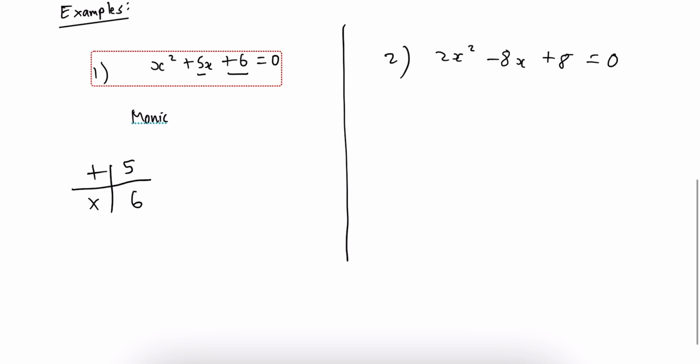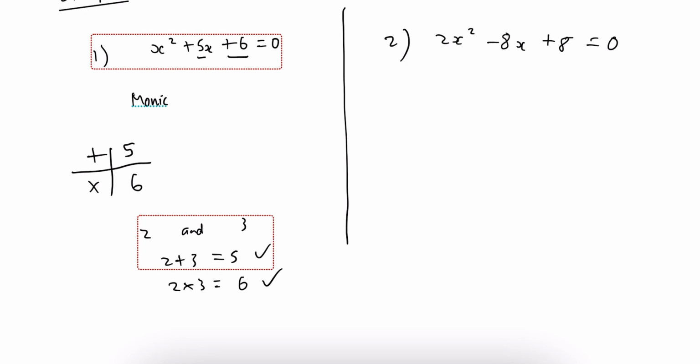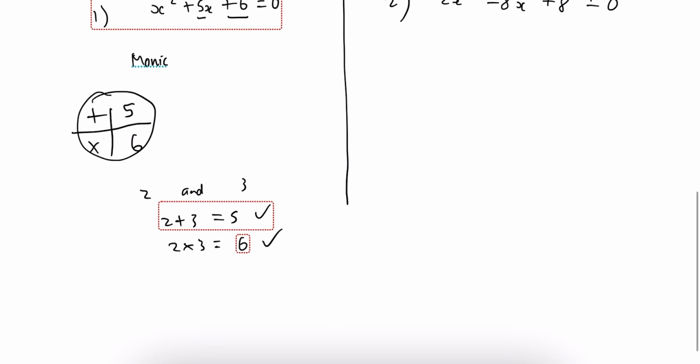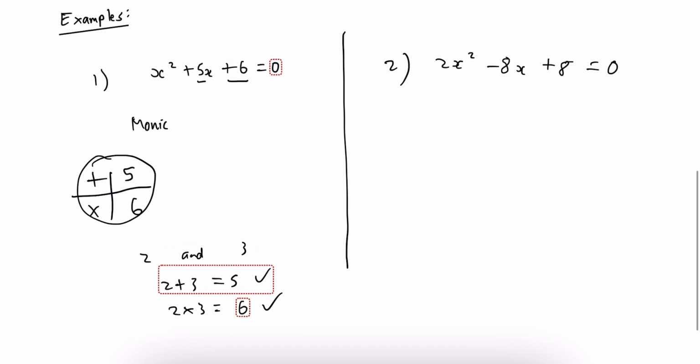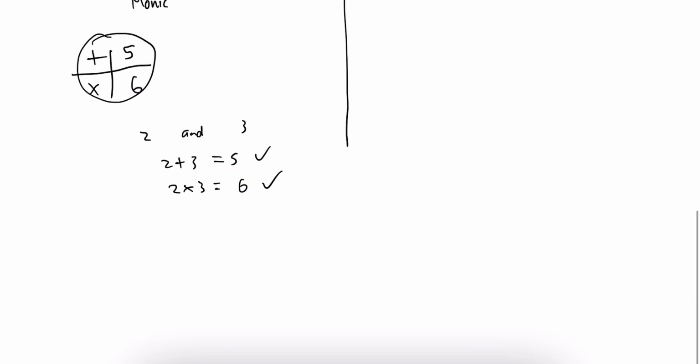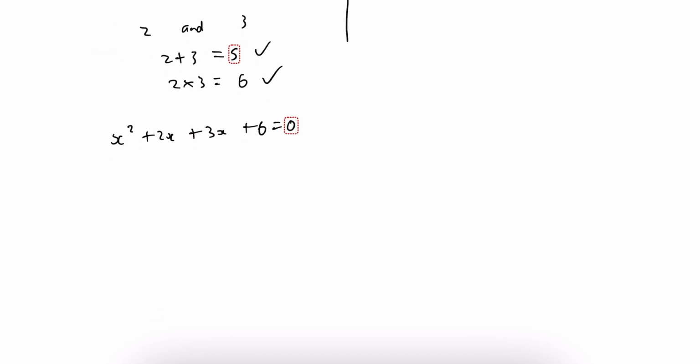So you can either use the inspection method or think of your factors, but of course those two numbers are 2 and 3, right? And we can check that. 2 plus 3 equals 5, and then 2 times 3 equals 6. So both of these are satisfied. Now what we do with our two numbers is we can simply split up this middle term, and we end up with x squared plus 2x plus 3x plus 6 equals 0. I haven't changed the expression. All I've done is split up that middle term.